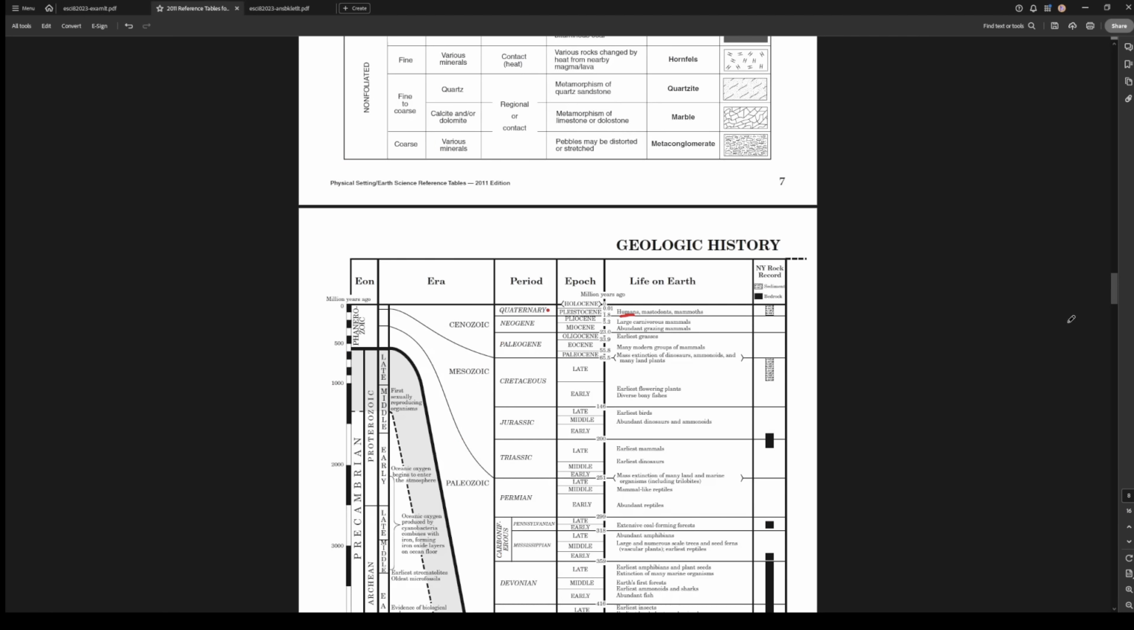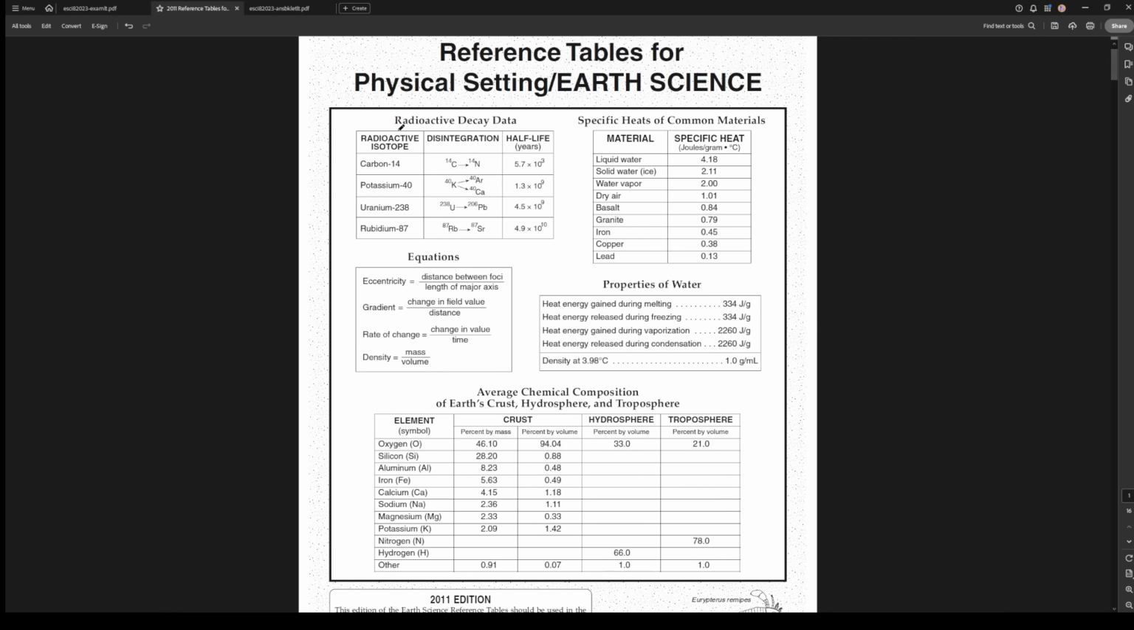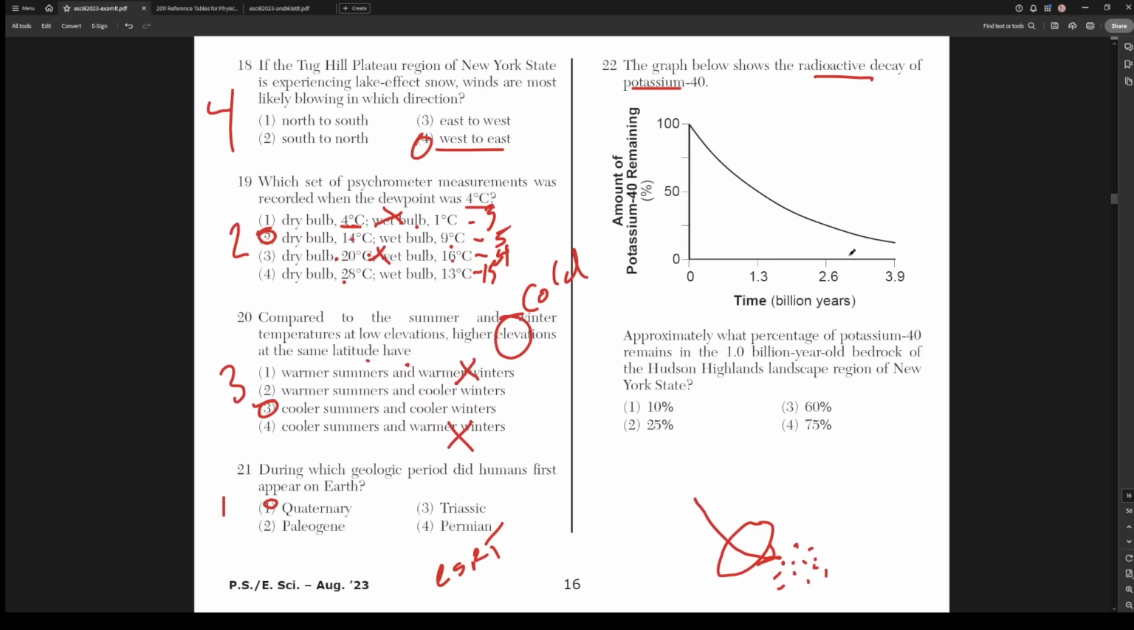22, radioactive decay of potassium-40. Okay, so we might need page 1 in the reference table. This is our radioactive decay chart right here. Potassium-40. We have disintegration into argon and calcium. We have a half-life of 1.3 times 10 to the 9th. Let's see. 1 billion year bedrock in Hudson Highlands, and it wants to know what percentage is left. So this is easy because you don't need to do anything besides see, okay, 1 billion's about there, and it's maybe about here. If this is 1.3 billion, here is like 6.5 hundred million, just to give you an idea, is 75. So it's probably between 50 and 75. So I'm going to go with 60. That's how I would have done that.